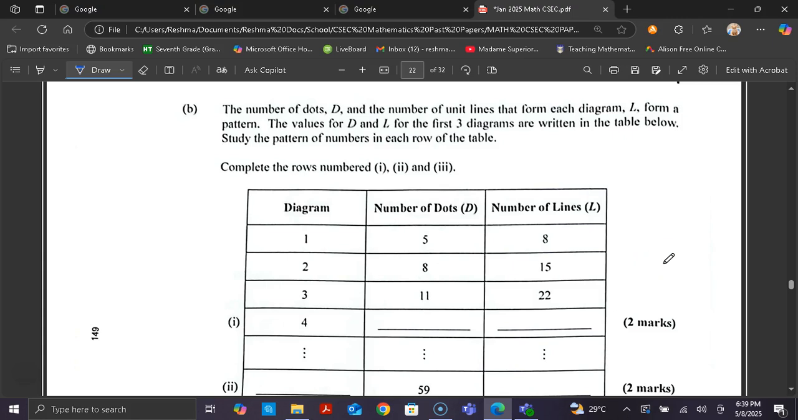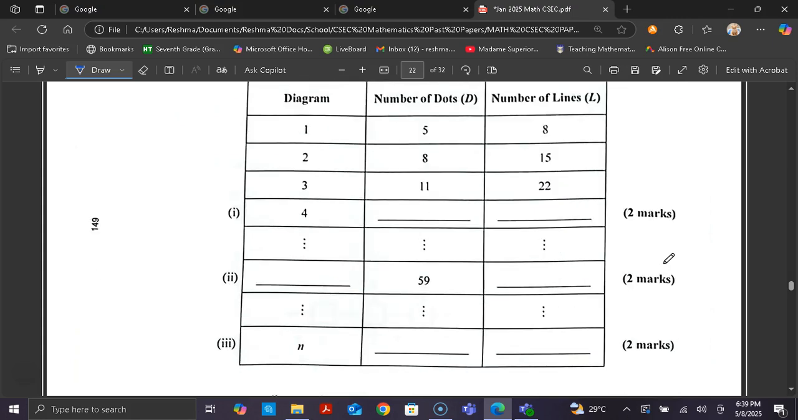The number of dots D and the number of unit lines that form each diagram L form a pattern. The values for D and L for the first 3 diagrams are written in the table. Study the pattern of numbers in each row and complete the rows numbered 1, 2, and 3, and it's worth 2 marks for each row. So for diagram 1, we have 5 dots, 8 lines. Diagram 2, 8 dots, 15 lines. And diagram 3, 11 dots, 22 lines.